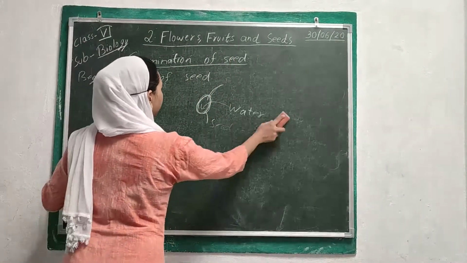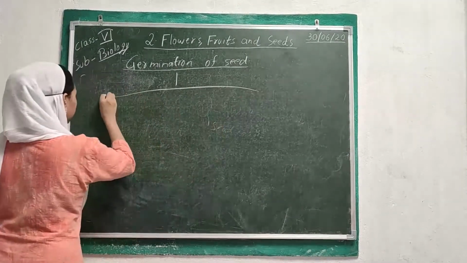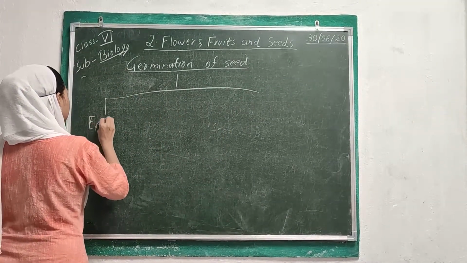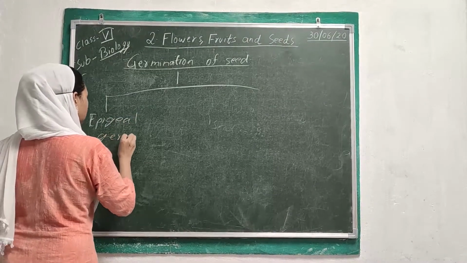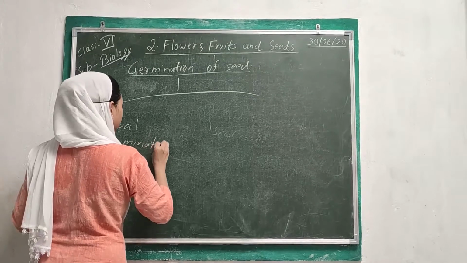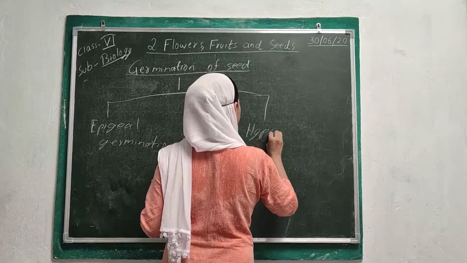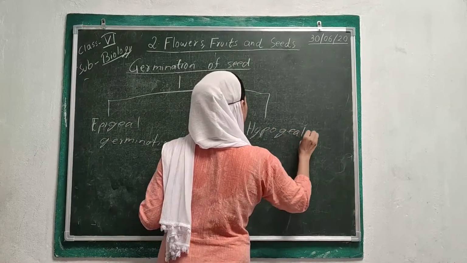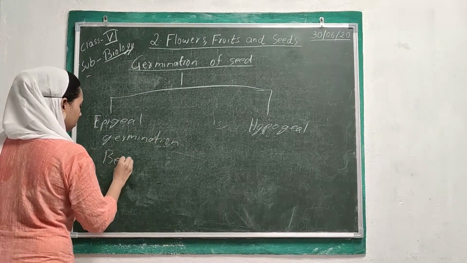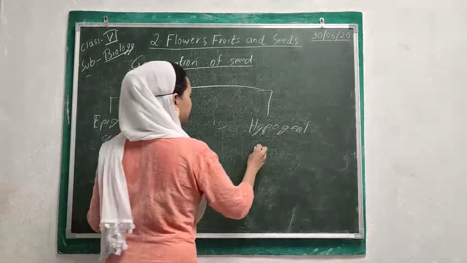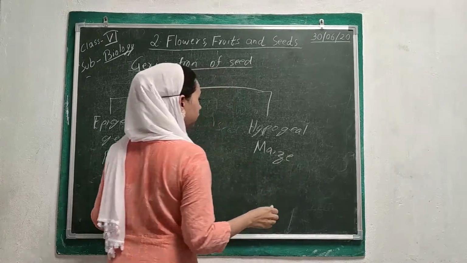Now germination of seed is basically of two types. This is epigeal germination, and then there is hypogeal germination. Epigeal germination, example is beans. Hypogeal, example is maize or corn. I will show you pictures here so you will understand better.